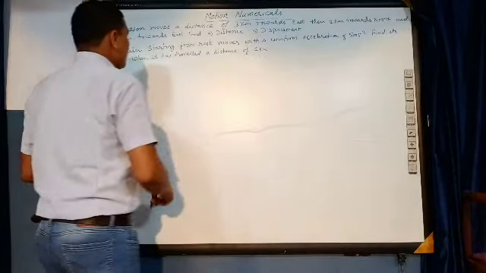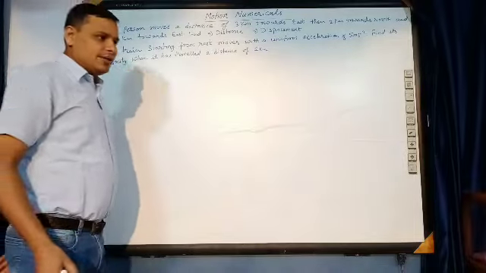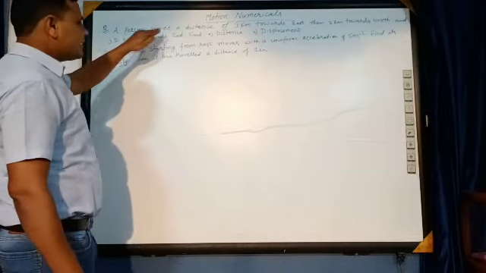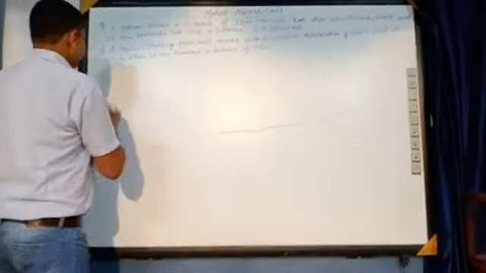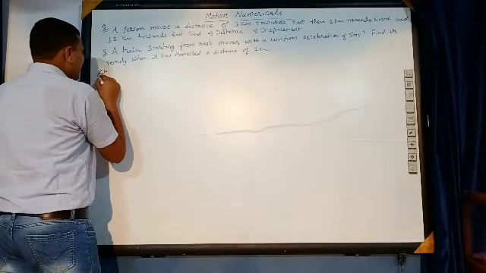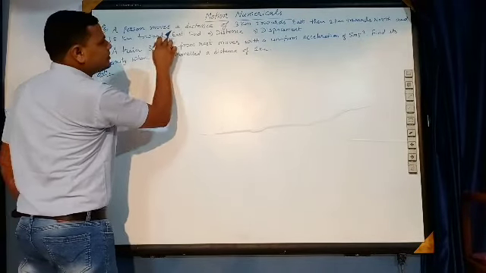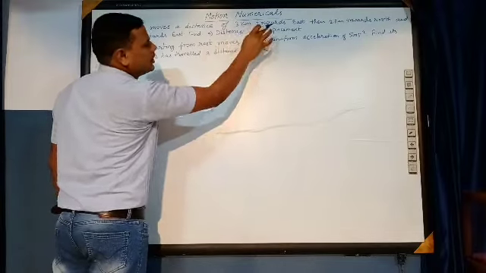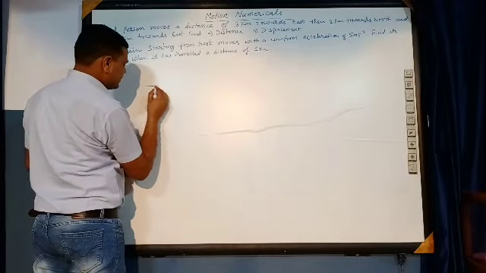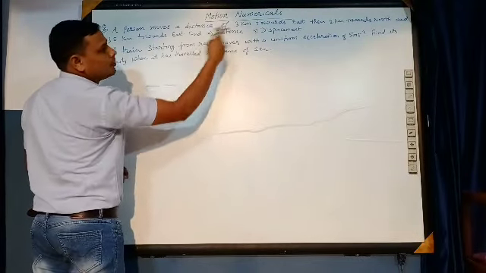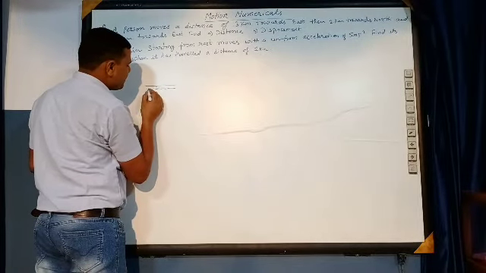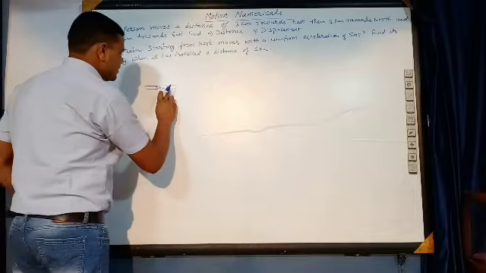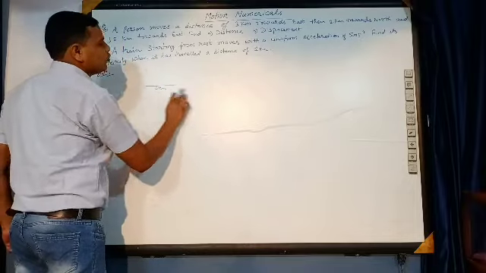First of all, two questions are in front of the board. First question: a person moves a distance of 3 km toward east. Now try to make the figure. Suppose that it is the east direction, 3 km toward east. In this direction, a person traveled a distance of 3 km.